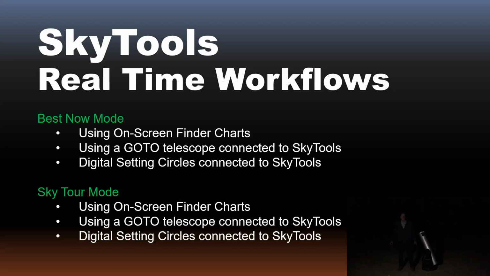There are two real-time modes, Best Now and SkyTour, and there are separate sets of workflows for each. The three main ways to use SkyTools in the field are to use on-screen finder charts to find your targets, a go-to telescope, or a DSC connected directly to SkyTools. I've created multiple videos depending on which of these methods you use yourself.